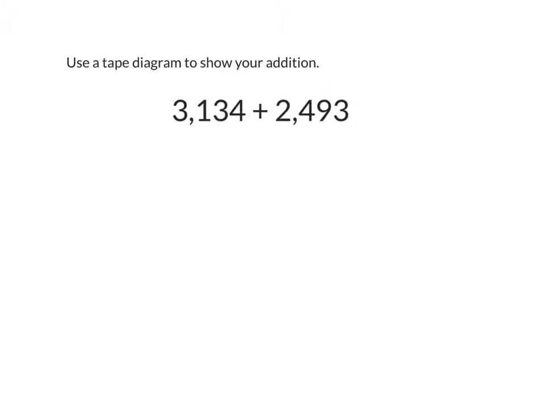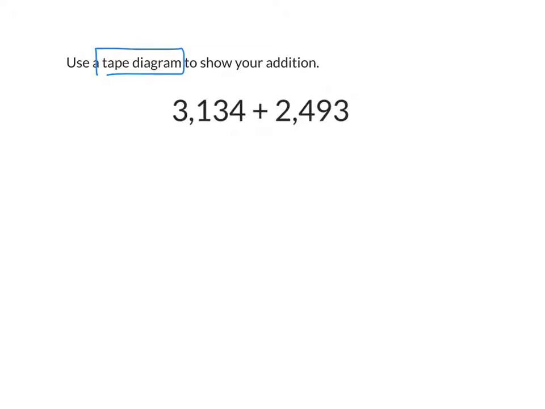Go. It's the same problem again, but this time it says use a tape diagram. This is something new for 4th grade, okay? A tape diagram is a way to draw a picture that represents the addition. When you have a piece of tape, it's just a rectangle. Do you guys agree? When I rip you a piece of tape, it's a rectangle. A tape diagram is a picture that we're going to use. It's a name that means a math picture, and we're going to use this over and over again.